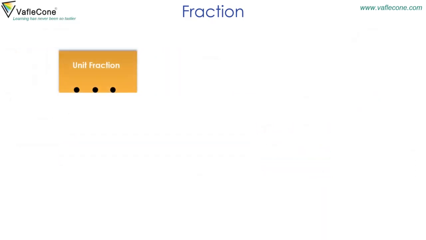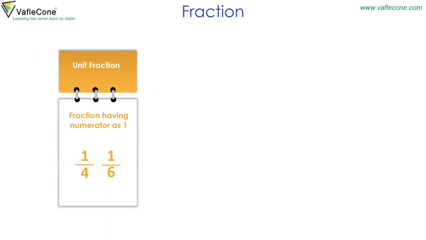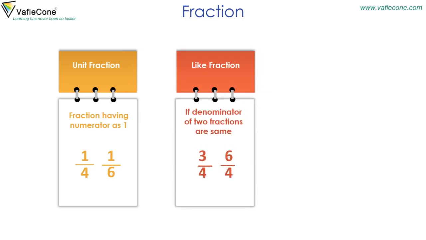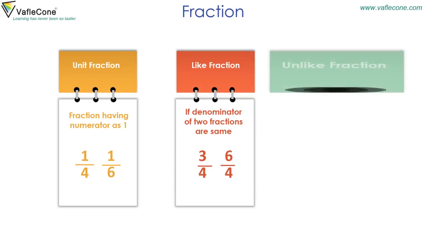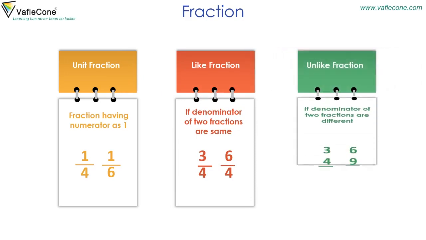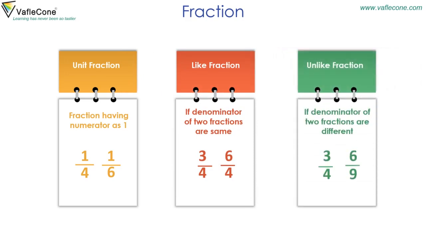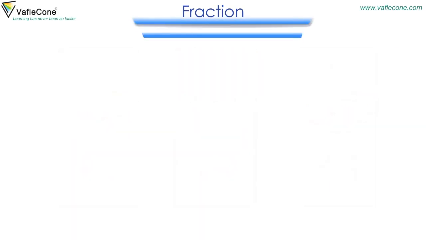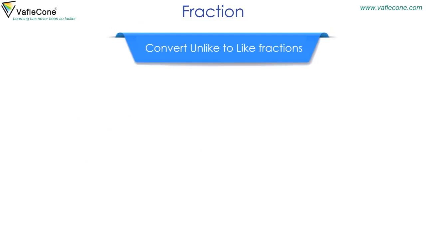Unit fraction: a fraction having numerator as 1, like 1 by 4 and 1 by 6. Like fraction: if the denominators of two fractions are the same, like 3 by 4 and 6 by 4. Unlike fraction: if the denominators of two fractions are different, like 3 by 4 and 6 by 9. Convert unlike to like fractions.